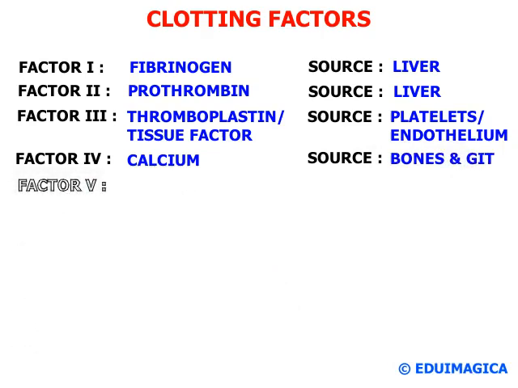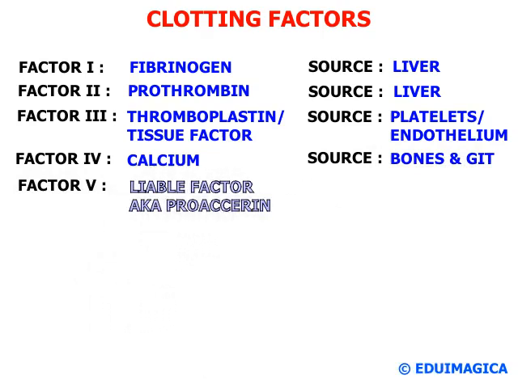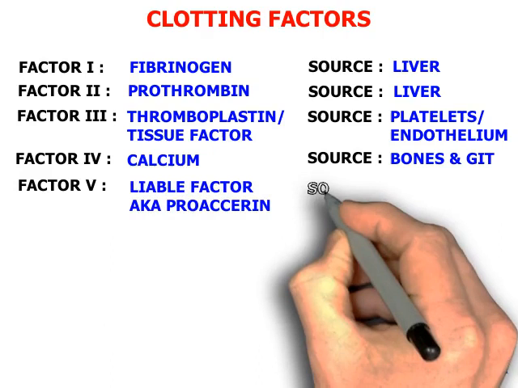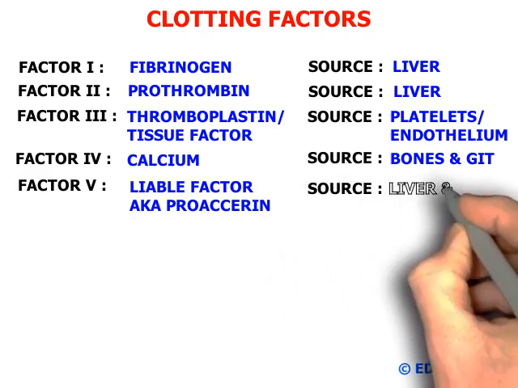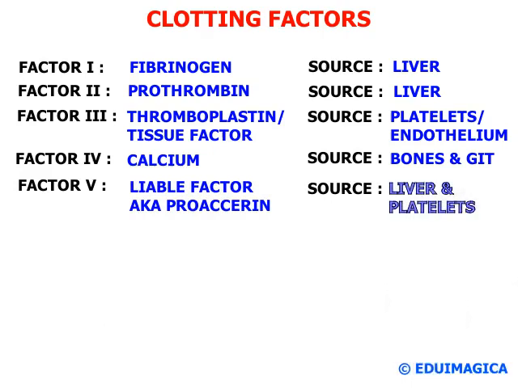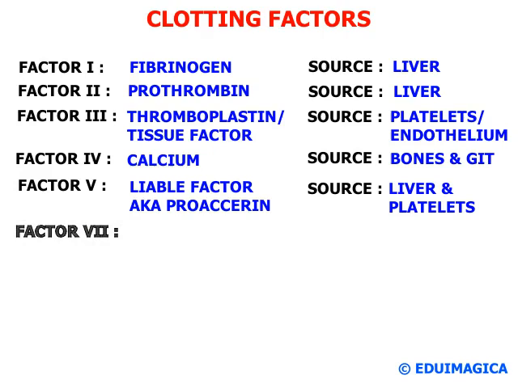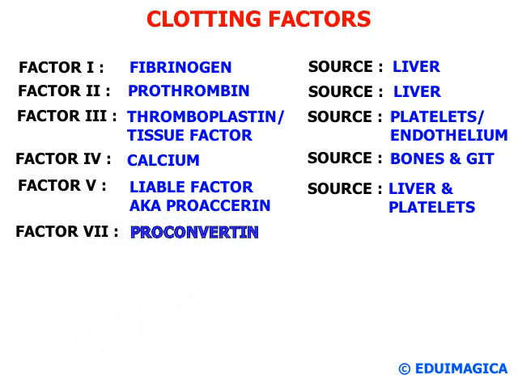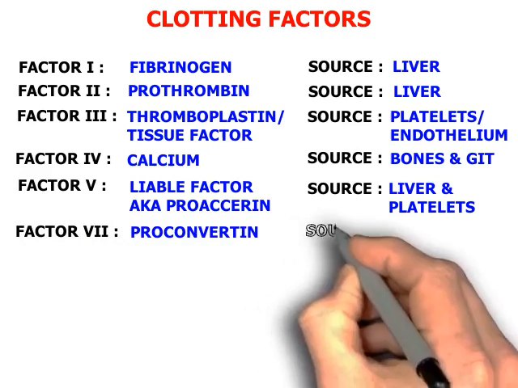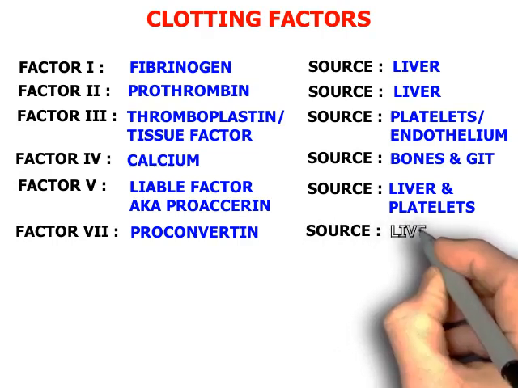The factor number 5. The factor number 5 is also known as proaccelerin or the labile factor. The source for this factor number 5 is liver and platelets. The factor number 7. The factor number 7 is known as proconvertin, or also known as serum prothrombin conversion accelerator. The source for the factor number 7 is liver.